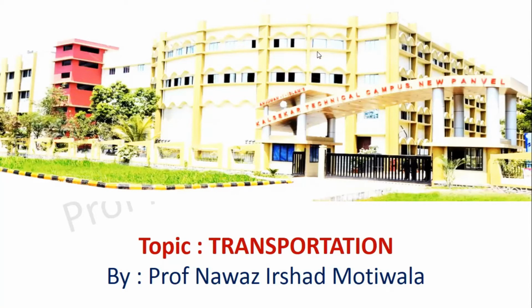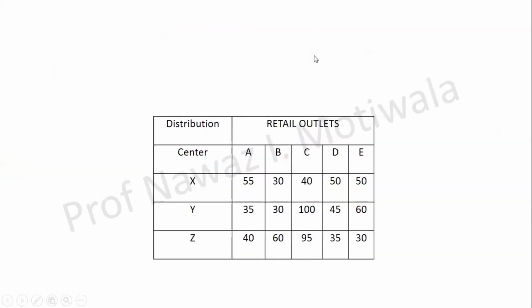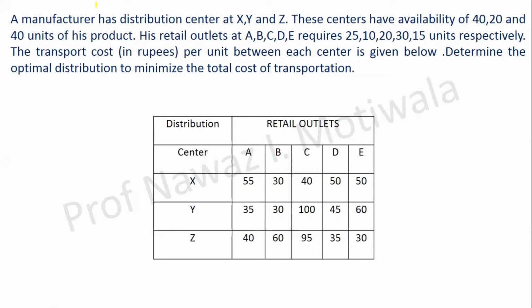Let us see one more problem and check how to solve a problem on transportation. The question says a manufacturer has distribution centers at X, Y, Z. So these are the three locations of distribution centers. These centers have availability of 40, 20 and 40 units of products. His retail outlets are A, B, C, D, and these are the customers or the points where the supply has to be reached. They require 25, 10, 20, 30, 50 units respectively. The transport cost in rupees per unit between each center is given below.